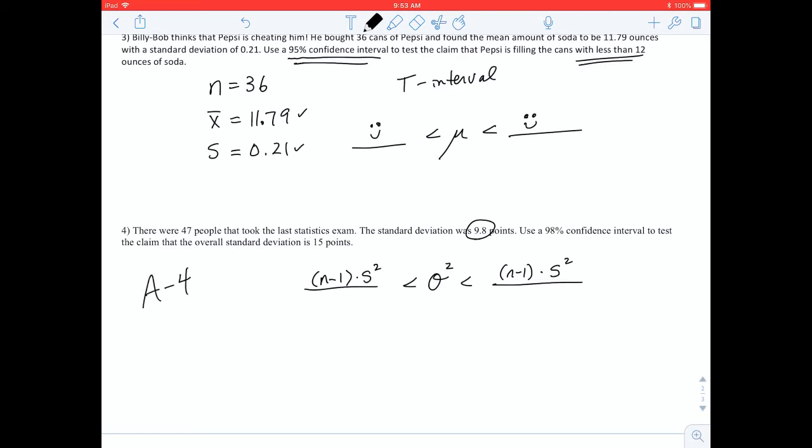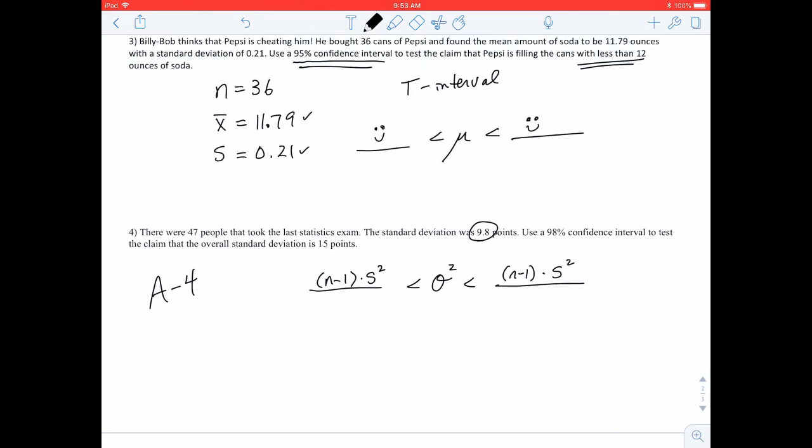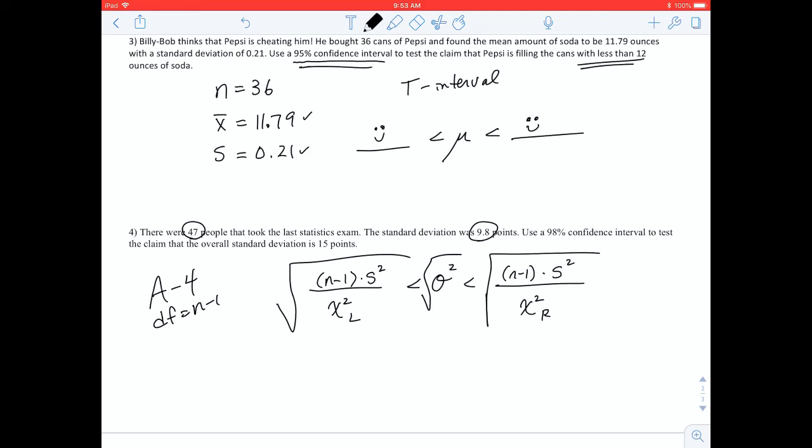on the left side, and then you use table A4. And for table A4, you need degrees of freedom, which is n minus 1, or in this case, that would be 47 minus 1. So you look up those two critical values, and they're both called chi-squared, and chi-squared on the right, you actually put it on the left, and chi-squared left, you put it on the right. And then at the end, take the square root of everything. Sorry, that wasn't very neat, but you get the idea.